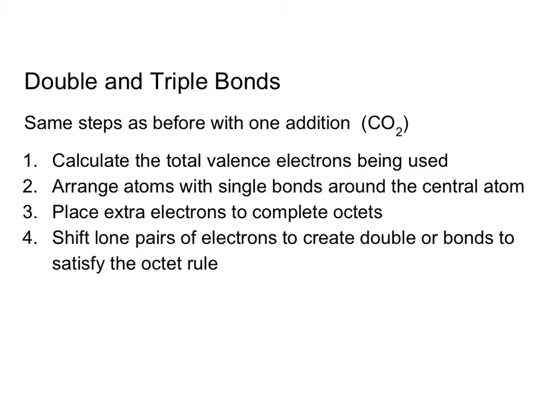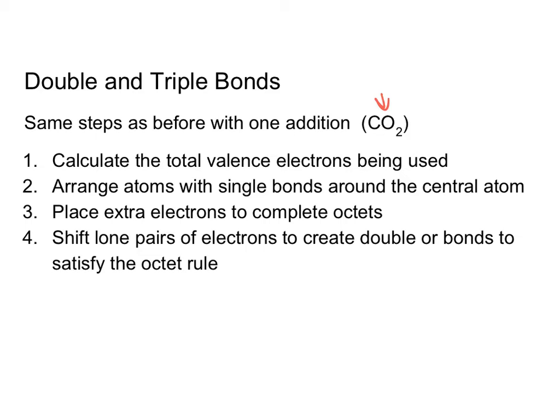So here's how we would go about drawing out these molecules that would have double and triple bonds. So we're going to use the same steps as we were using with our molecules with single bonds. There's just going to be one extra step added. So we're going to use carbon dioxide, CO2, as our example molecule here. So first we're going to calculate the total valence electrons that are being used in this molecule.